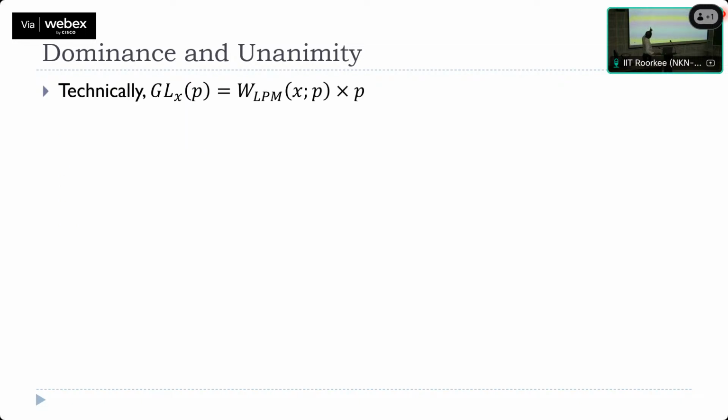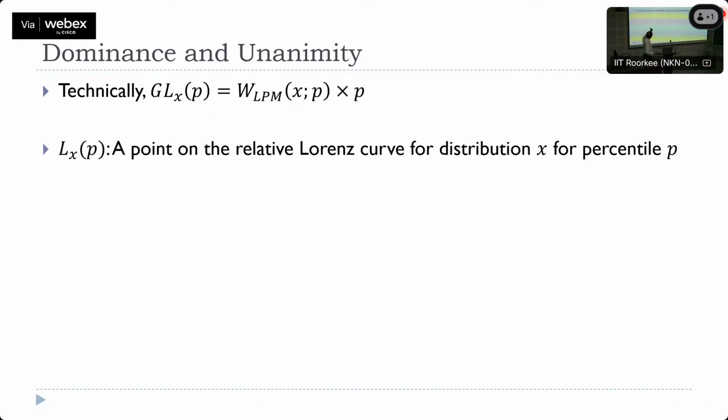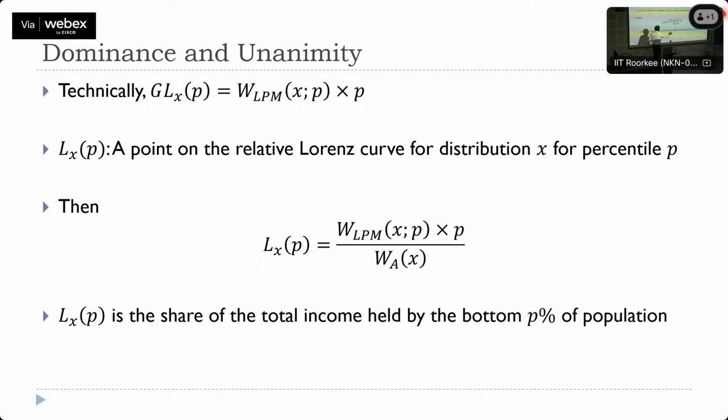Okay. So this is what the generalized Lorentz curve was. For the relative Lorentz curve, a point on the relative Lorentz curve of a distribution P is just the generalized Lorentz we had drawn divided by the average. Let me show you in terms of the picture. And the interpretation of the Lorentz curve is that a point on the Lorentz curve is the share of the total income held by the bottom P% of the population.